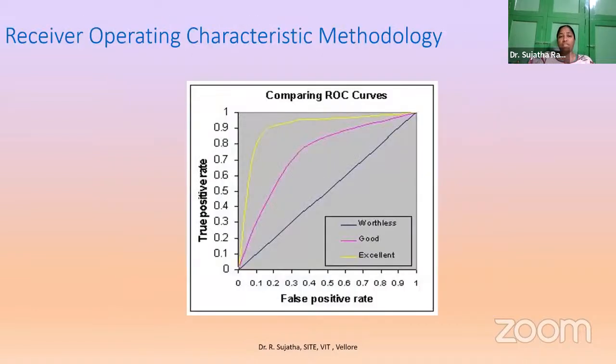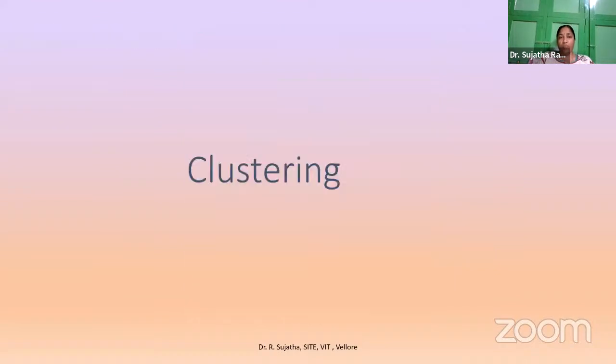Based on the area under the curve, we build the ROC, the receiver operating characteristic. An AUC that tries to reach 1 is called excellent. So these are the normal performance measures which we use in the case of classification, or more precisely, supervised machine learning algorithms.